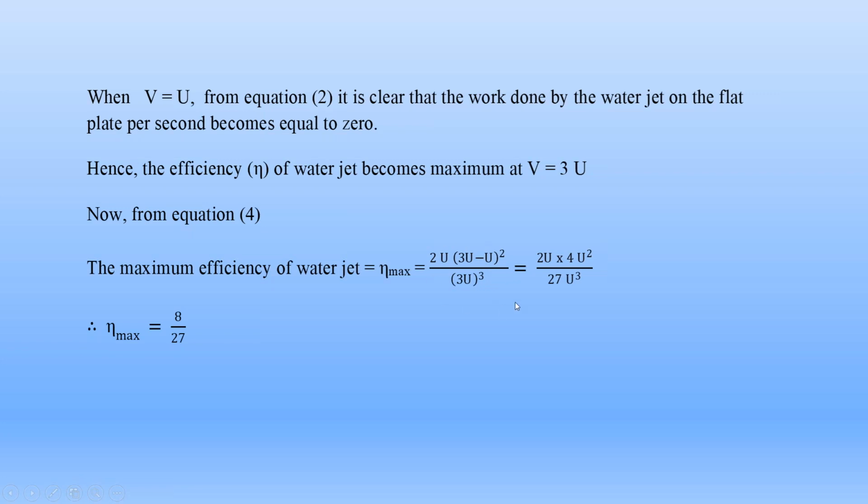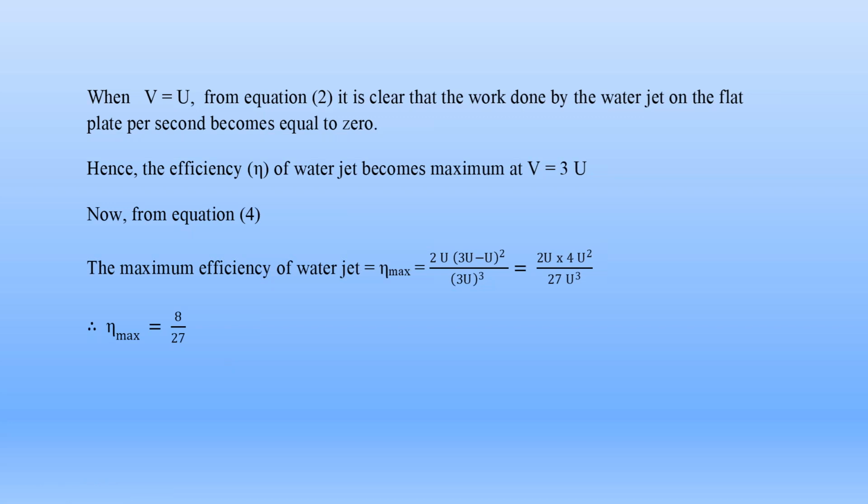Simplify this right hand side. It is 2U into (3U minus U), which is 2U. 2U whole square is 4U square, divided by 3U whole cube, which is 27U cube. So U cube will cancel. It is 8 by 27. So that is the maximum efficiency of the water jet when the horizontal water jet strikes the vertical moving flat plate.